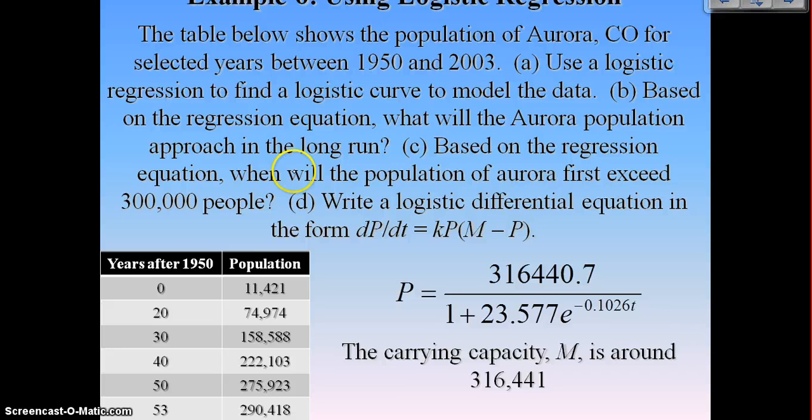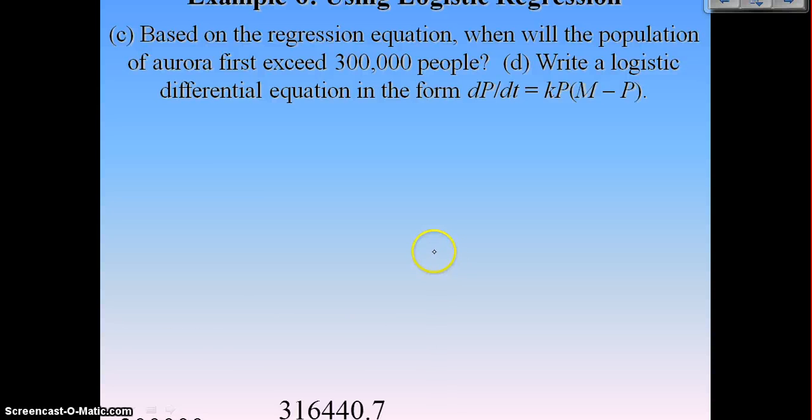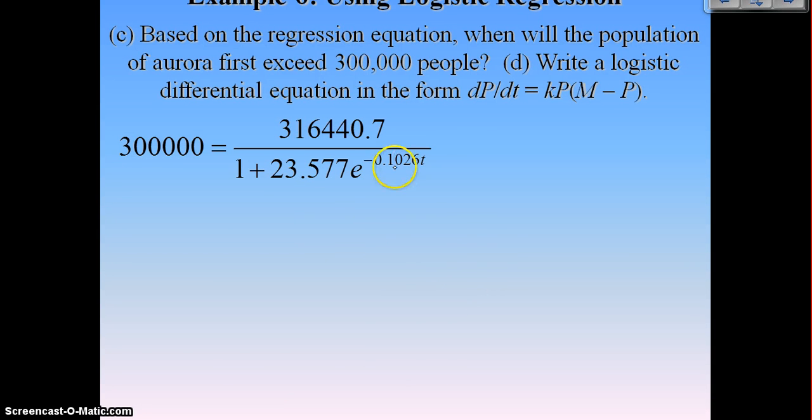Part C, based on the regression equation, when will the population first exceed 300,000 people? Well, now I'm going to take this P, and in its place I'm going to plug 300,000 right there, and then I'm going to solve. Now, this is a nasty thing to solve. The easiest thing to do would be to move this 300,000 to the right side so that I have a 0 here, then sketch the graph, and then use the zero function on my calculator to find the value, and when you do, you get about 59. Now, T is 59. That's 59 years from the beginning, and 59 years from 1950 would be 2009.